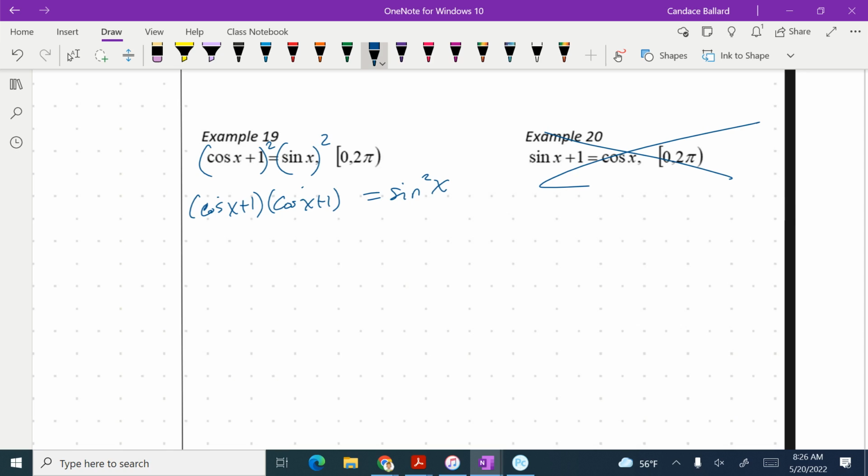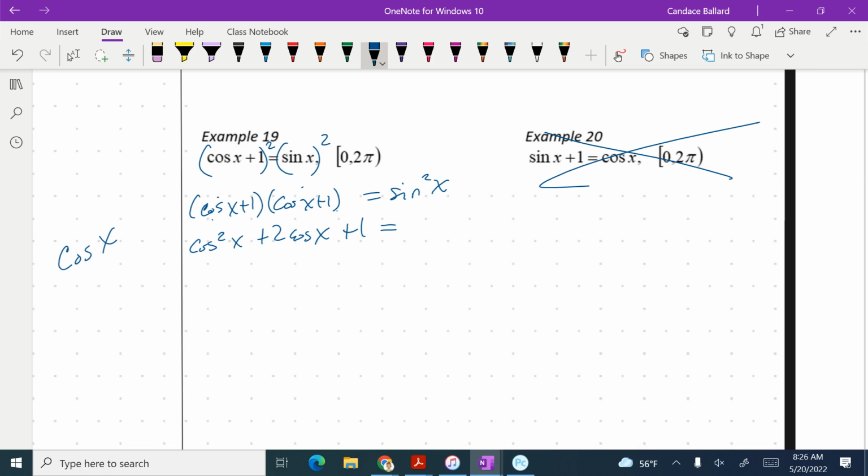So what's cosine times cosine? Cosine squared x. All right, cosine x times 1. How many of those do I have? I've got 2, so couldn't I just write 2 cosine x? All right, what's 1 times 1? 1. Okay, we're going to work smart, not hard, and not make it 5 million steps.